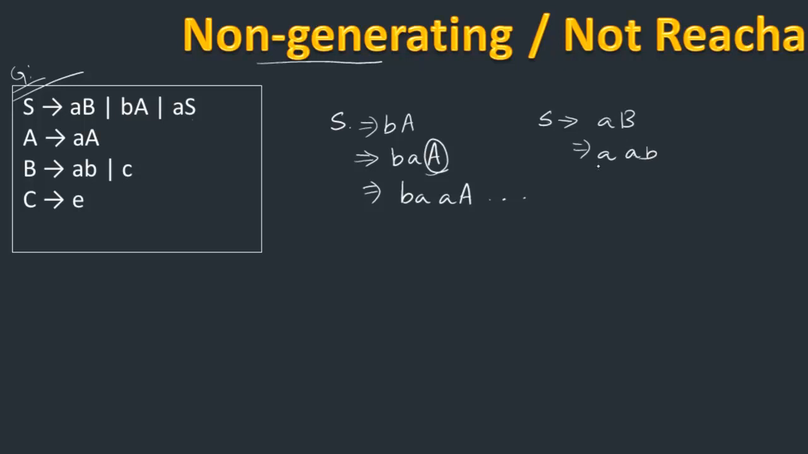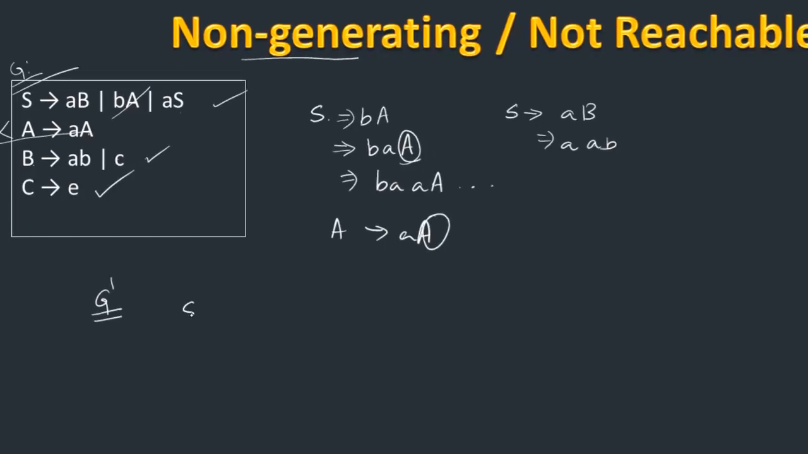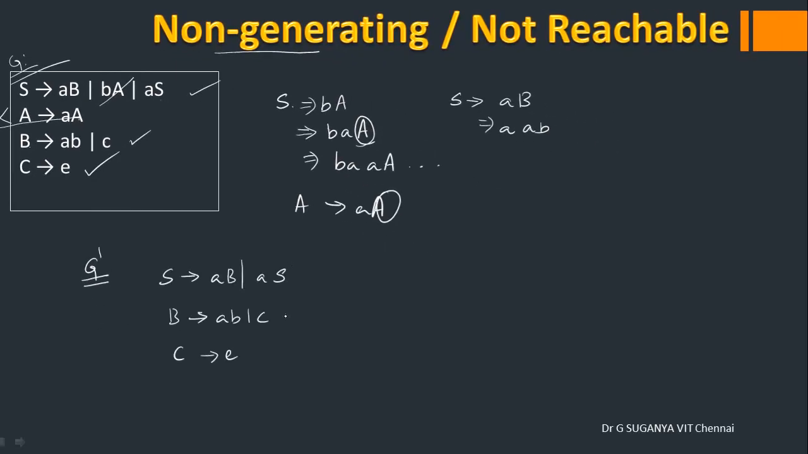So this S is generating. Similarly, you take A. Is A generating? A can give only AA, right? This A again, if you substitute, gives AA, it will never end. Hence A is a non-generator. B gives only terminal symbols, so it is a generating symbol. C gives only terminals, so it is a generating symbol. That is the way you need to check whether the non-terminals are generating or not. If you find a symbol is non-generating, strip it out along with all its alternatives from the grammar. So your G dash will now become this. That's how the grammar will look after eliminating all your non-generating symbols.